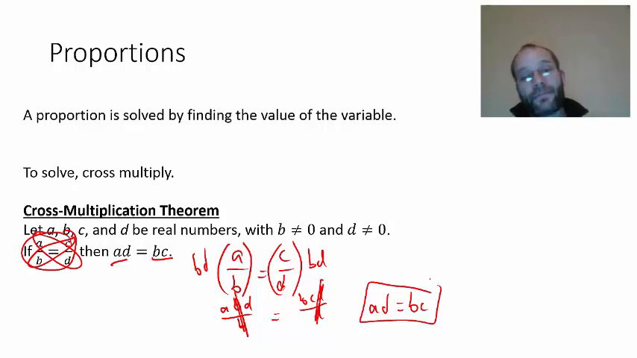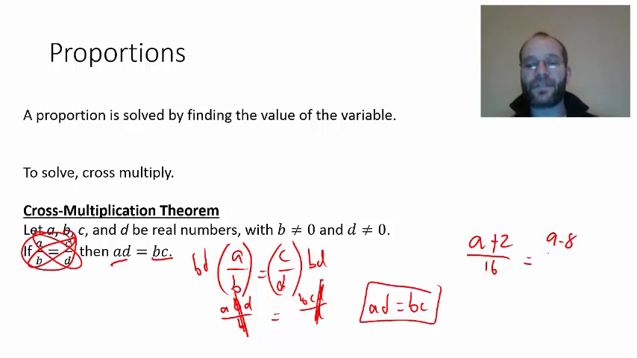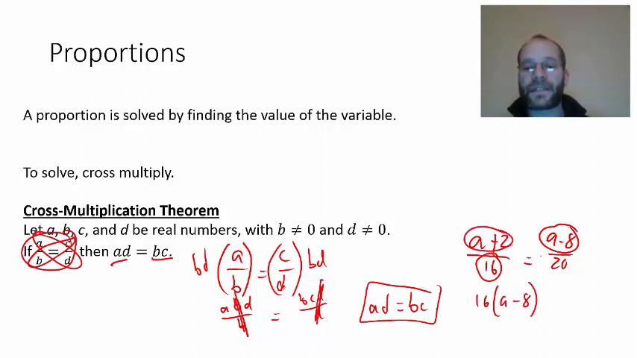Remember that the shortcut works no matter how complex the problem. If I have something that looks like this, A plus 2 over 16 equals A minus 8 over 20, I can still use the cross multiplication theorem. I simply multiply this binomial by this constant, and I set it equal to this binomial times this constant, right? Cross products here, 20 times A plus 2, and then I just begin to solve it like I would any other algebra problem.